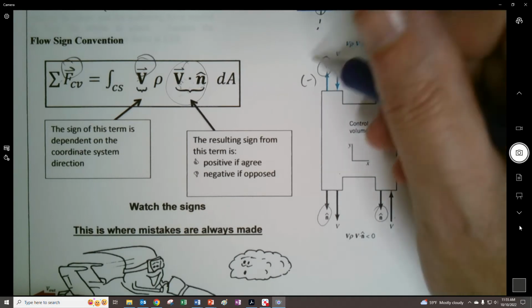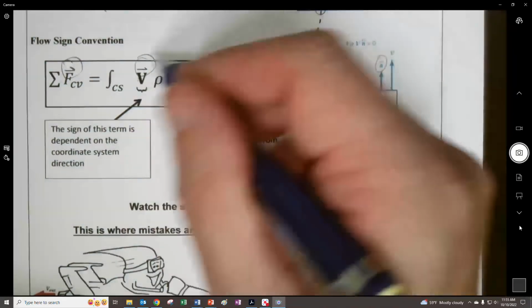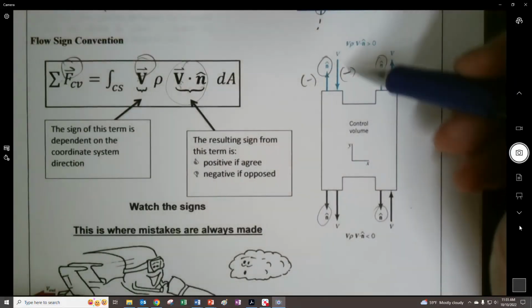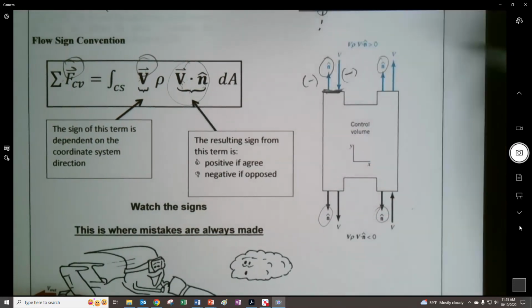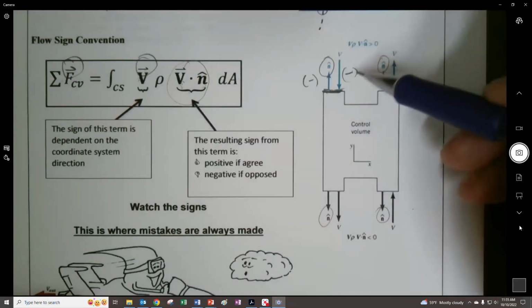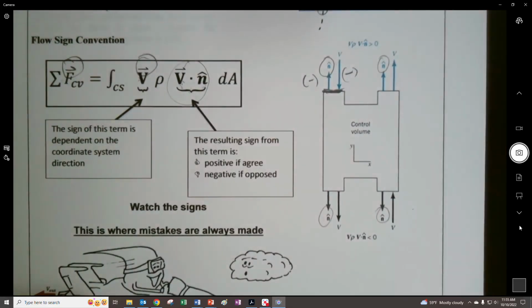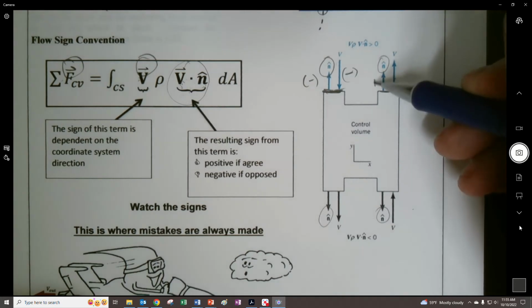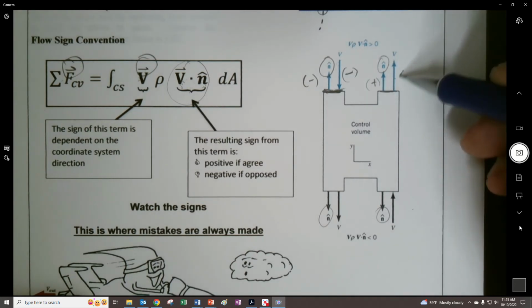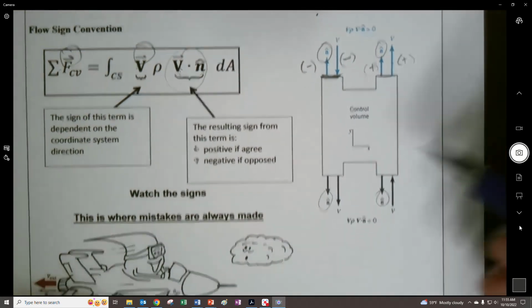So when we go to accumulate the transfer through this control surface right here, it'd be a negative times negative. So we actually have a net positive. Whereas these two are in agreement, therefore it's plus. And also this one's in the positive direction, so that would be plus.